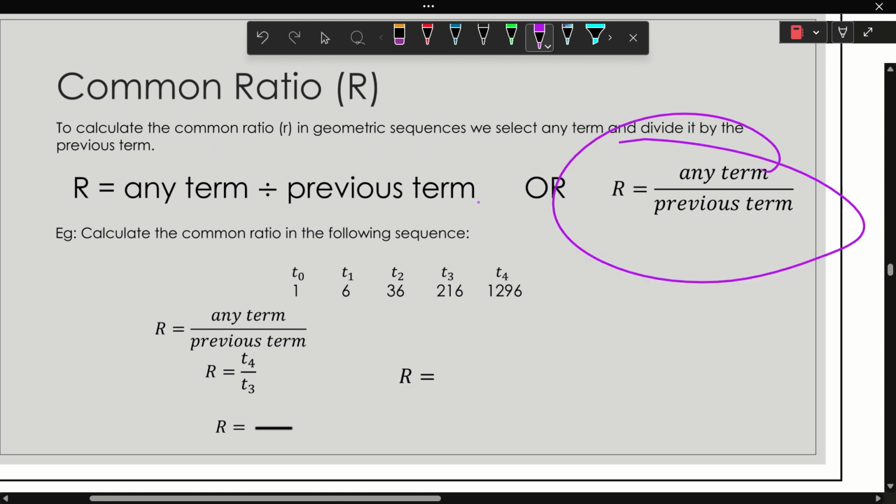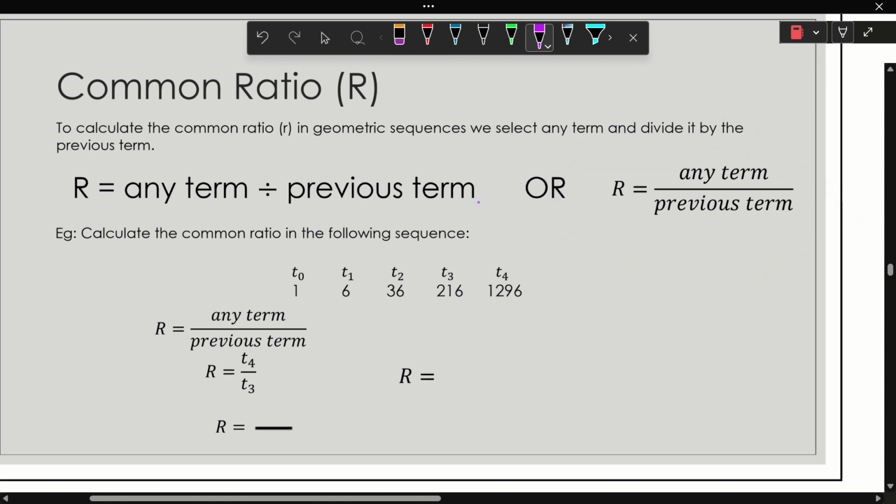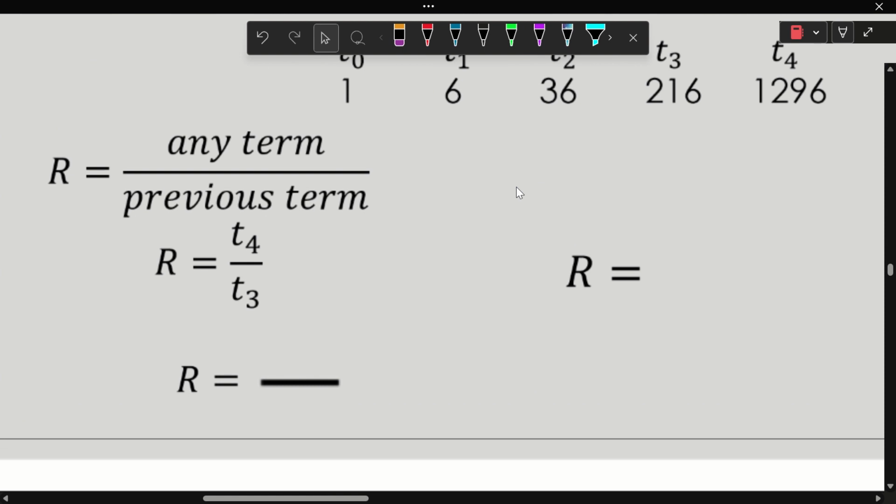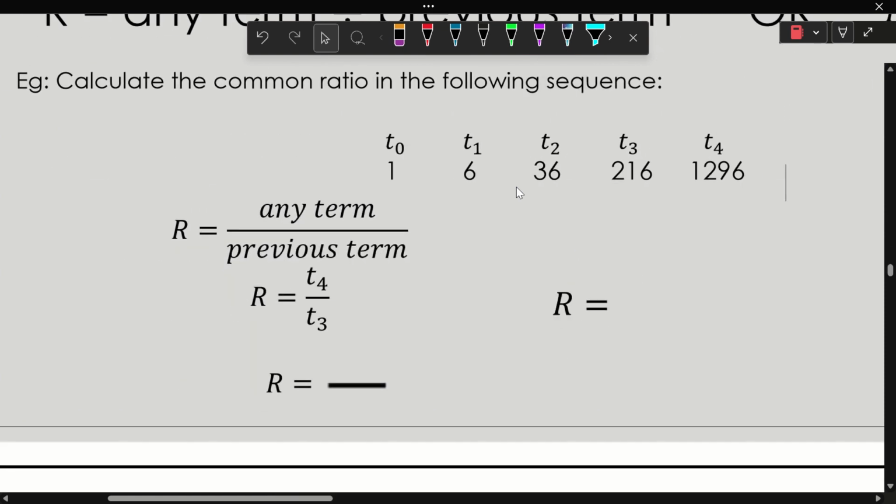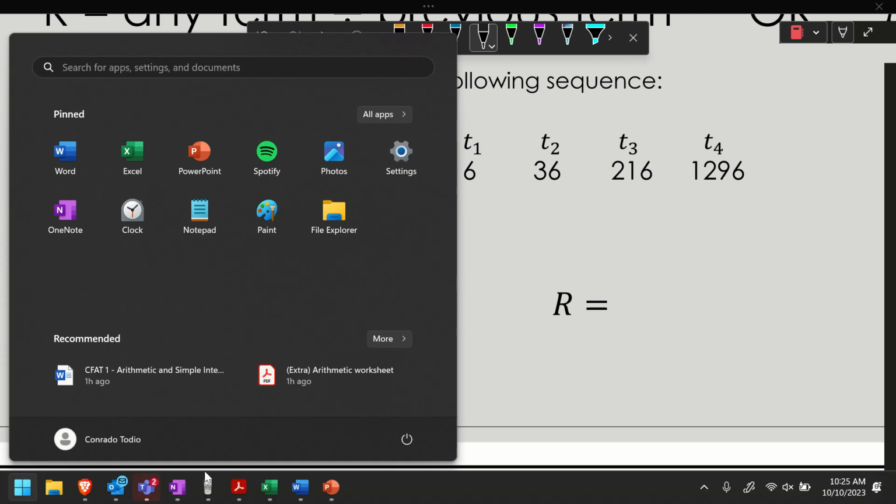So you could also look like this. That's also fine. It's the same thing. So for this one, in this example, for this sequence, we need to find the common ratio of it. This example is using T4 divided by, what's before T4? T3. So what's T4 here, Attila? 1296. So let's put that in. So it's going to be 1296 divided by Kane. What's the previous term? So if you got T4 divided by T3, what's the value of T3? 216. Very good.